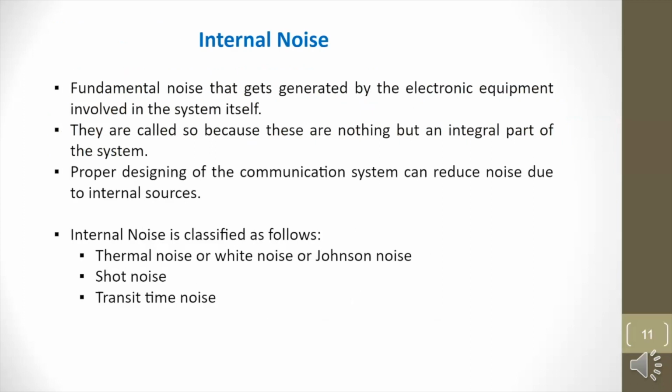Internal noise, or fundamental noise, is generated by the electronic equipment involved in the system itself. They are called so because they are an integral part of the system. Obviously, they will be generated once the system is put into operation. Proper designing of the communication system can reduce this noise due to internal sources. Internal noise is further classified into thermal noise, or white noise, or Johnson noise, shot noise, and transit time noise.